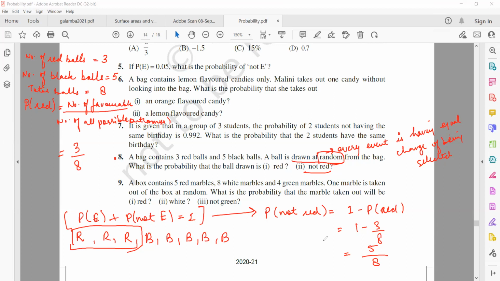So I think these terms are clear in your mind, like what is a random selection, what is an event, right? Yes, ma'am. Okay.